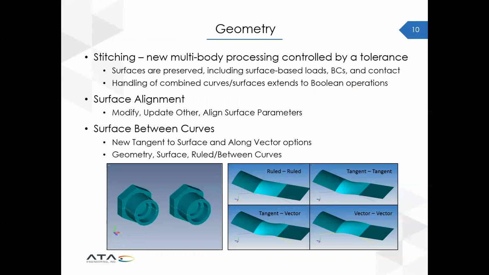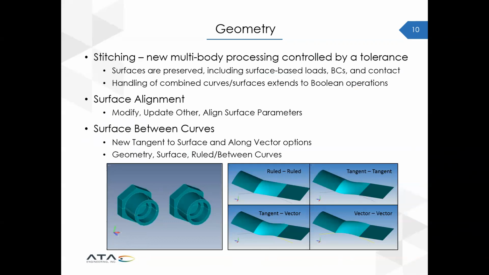So what this means is if we have surface-based loads, surface-based boundary conditions, contact definitions, things like that, when we're stitching geometry together, it will remember all of those entities and that will be in our new stitched part. So it's very powerful. In addition, it's controlled by a tolerance, so you can control how close geometry needs to be in order for it to be stitched together. And handling of combined curves and surfaces is included in this. So all of this will extend to our Boolean operations, such as Boolean add or things like that.